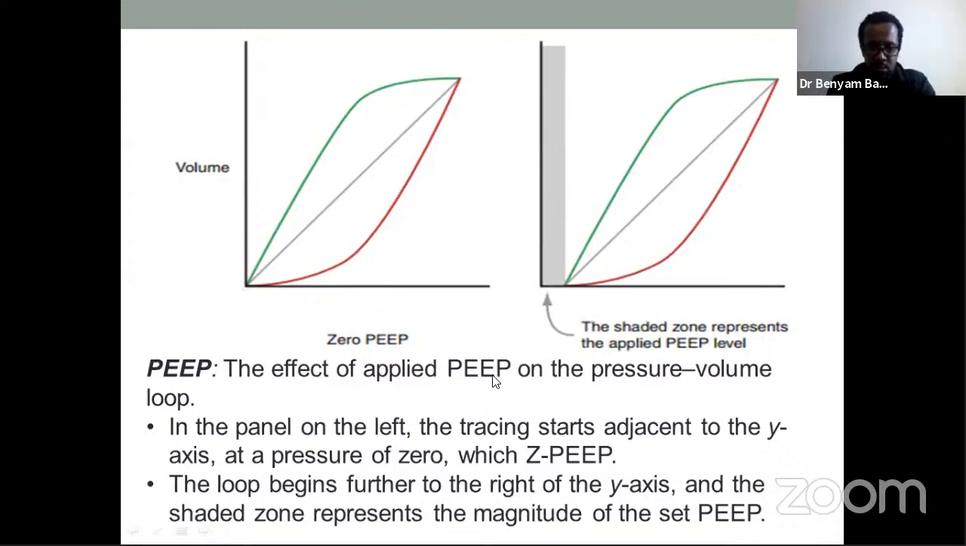The effect of applied PEEP on the pressure volume loop is that the plane of the tracing shifts to the right. If it's 0 PEEP, it will be starting from 0. So the whole loop will be shifted to the right when we set the PEEP. So the distance between this point and 0 will be the set PEEP.